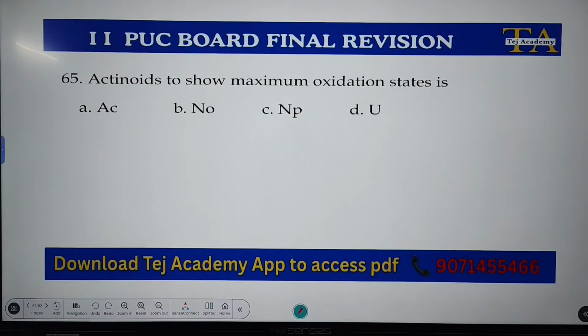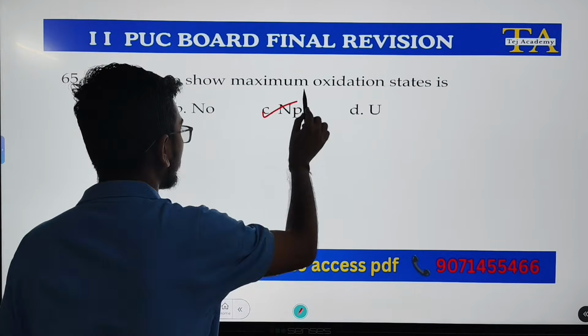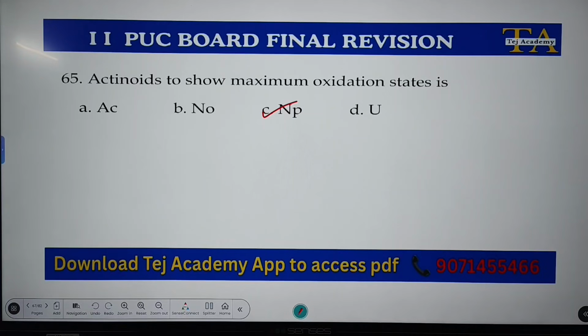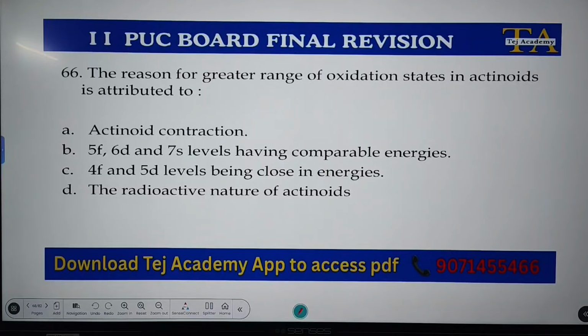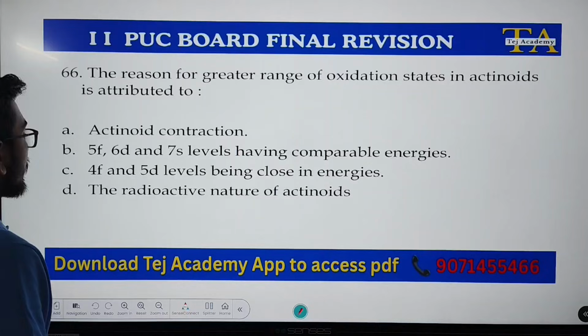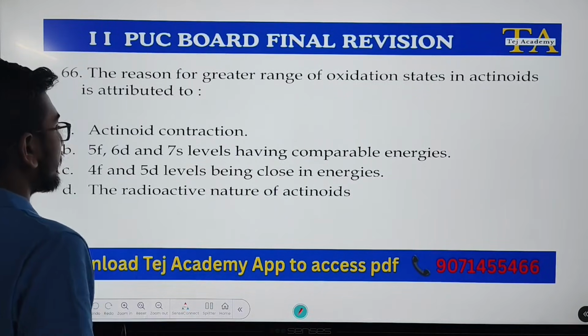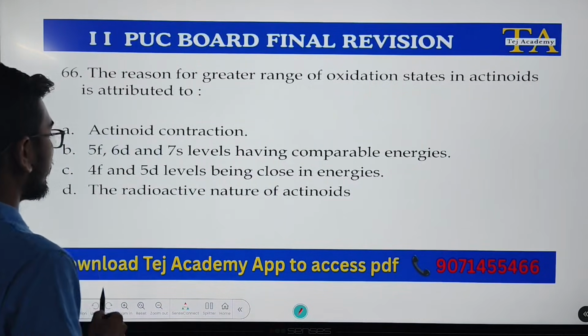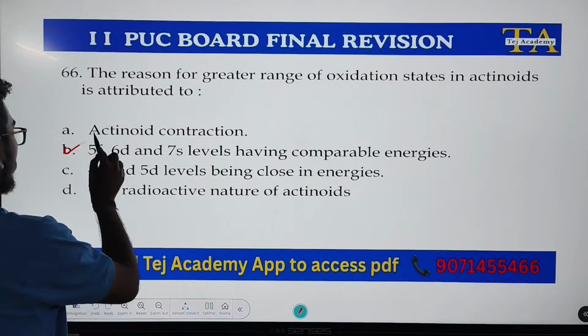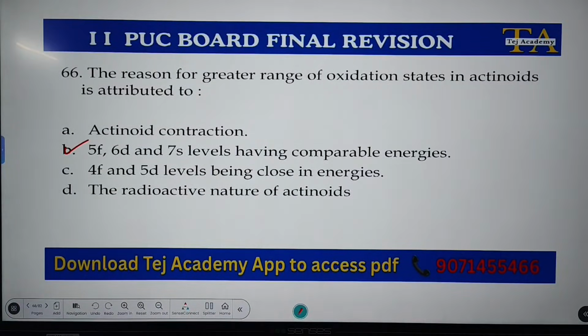65. Actinides will show maximum oxidation state. So option C is the right answer. Np will show maximum oxidation state. 66. The reason for the greater range of oxidation states in actinoids is attributed to: actinide contraction, 5f, 6d and 7s levels having comparable energies, 4f and 5d levels being close in energies, the radioactive nature of actinoids. So option B is the right answer. 5f, 6d and 7s levels having comparable energies.